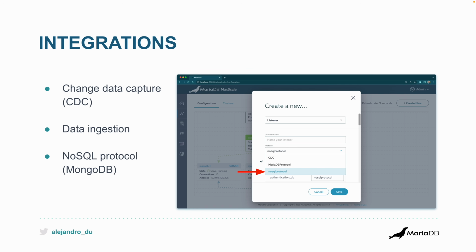The NoSQL protocol, it's pretty cool too. So here in the screenshot, I'm creating a new listener. Remember, the listener was what the application used kind of to connect to the database, and it has a port and all these, and a protocol. Well, there are several protocols. So it's Kafka, and then you have MariaDB, but you also have NoSQL. In this case, MongoDB.